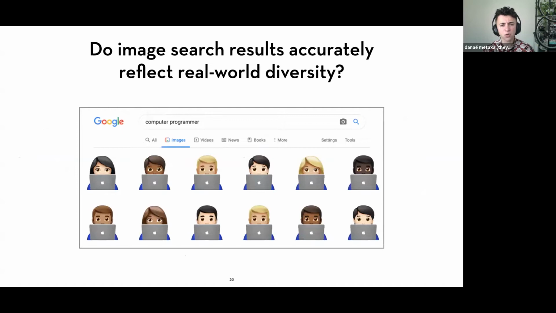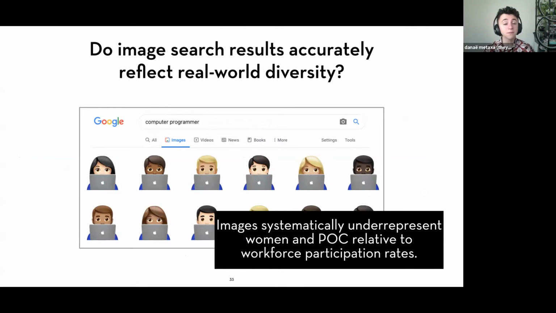So going back to this first question, do search results reflect real-world diversity? In this data set, we find that no, images systematically underrepresent marginalized people relative to workforce participation rates.